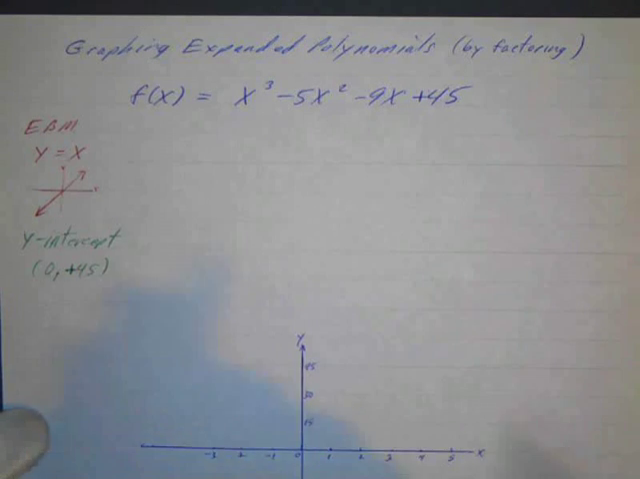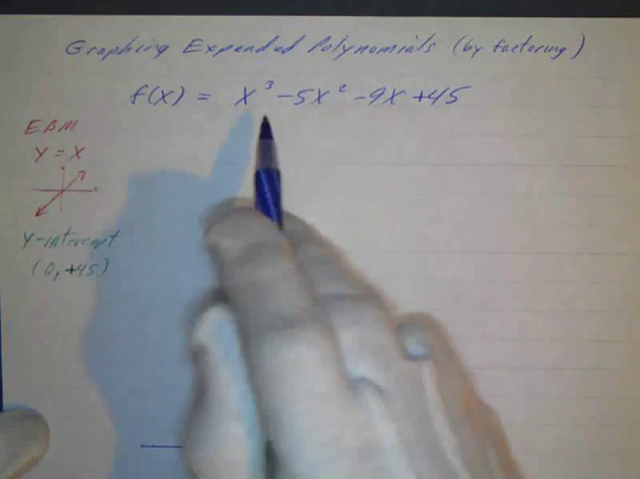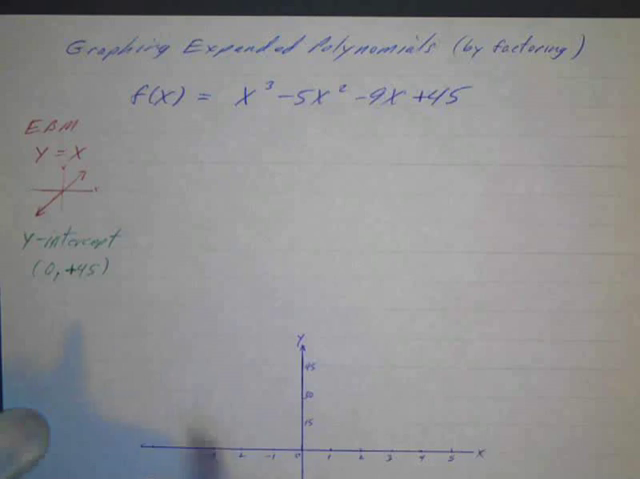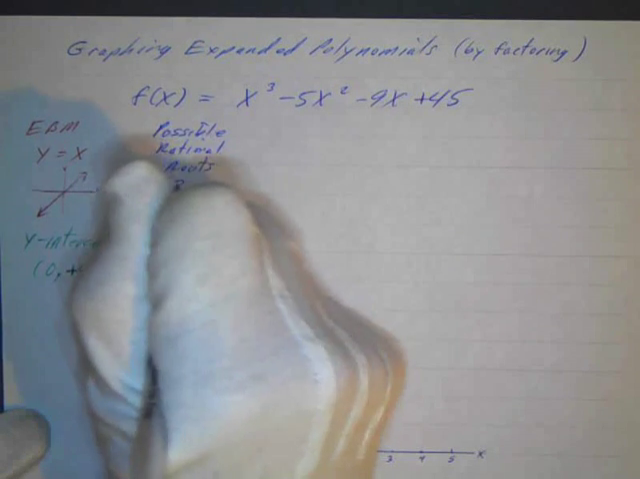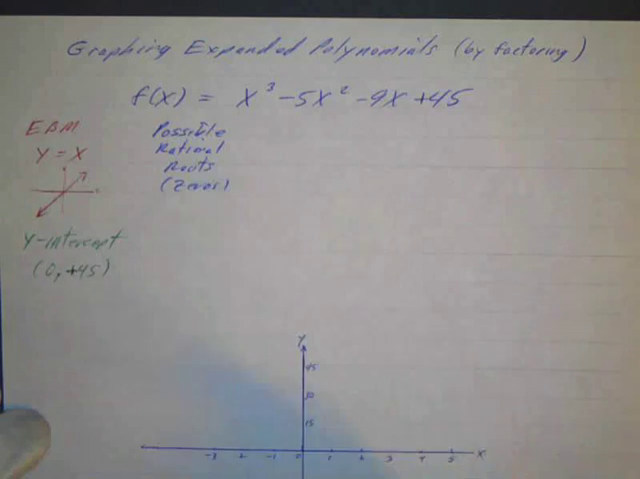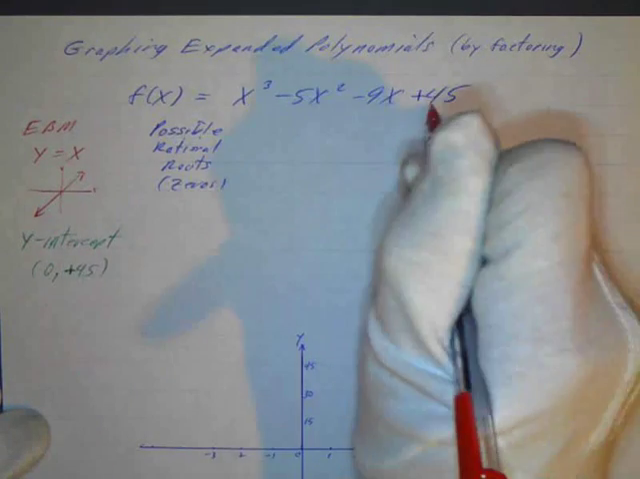The y-intercept: when x is 0, y is 45. And I forgot to write this down, the possible rational roots, or zeros, are just going to be factors of 45 over factors of 1, so that's just going to be factors of 45, so that's not too bad.